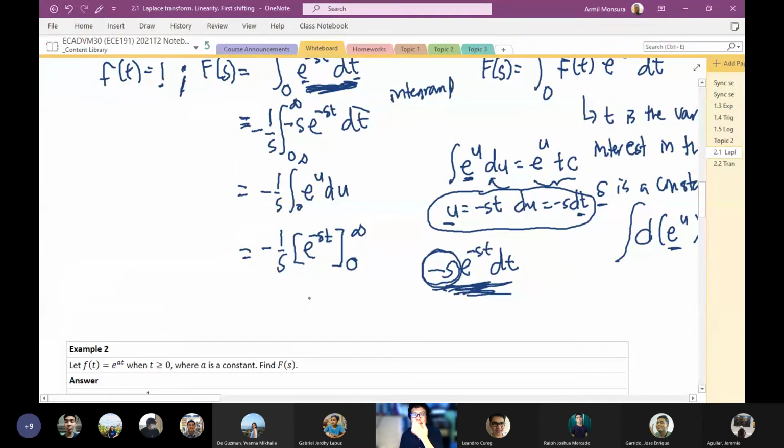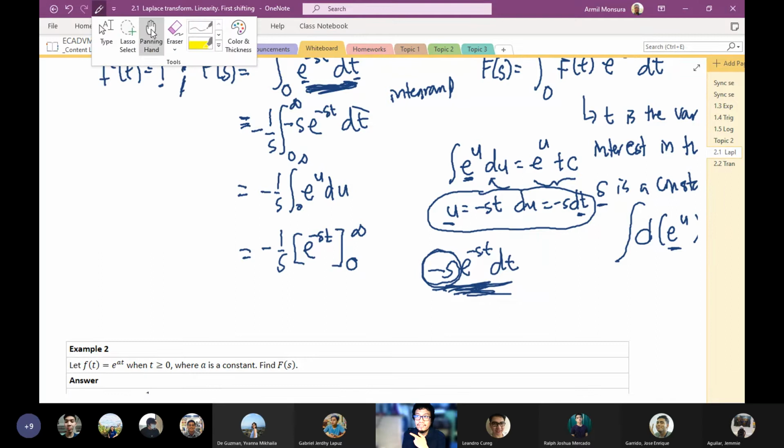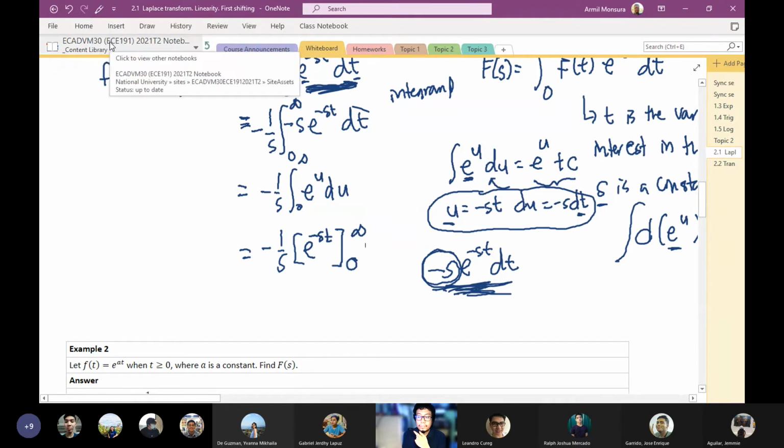May isa akong question. Ganito ba kayo mag-solve ng integral, or ganito kayo tinuruan mag-solve ng integration? Be honest, ha? Sabihin nyo kung hindi, kasi gusto ko malaman kung paano.